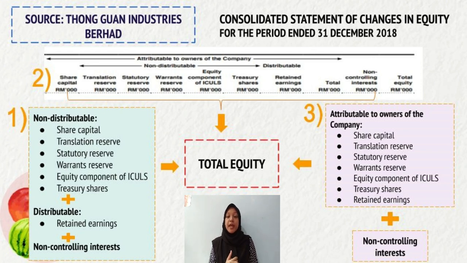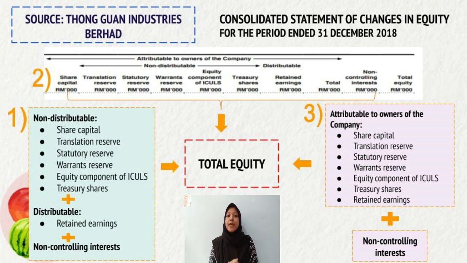These components can then be divided into either distributable items, non-distributable items, attributable to owners of the parent, and non-controlling interest. So, the first method is we can sum up the non-distributable items, distributable items, and non-controlling interest to get the total of equity.